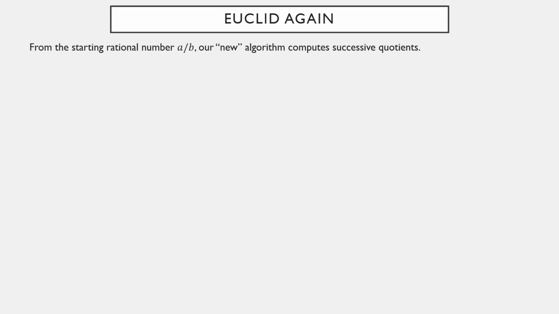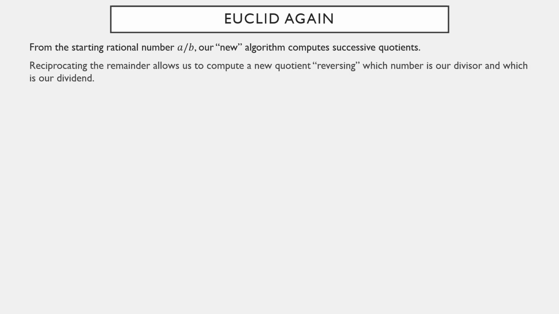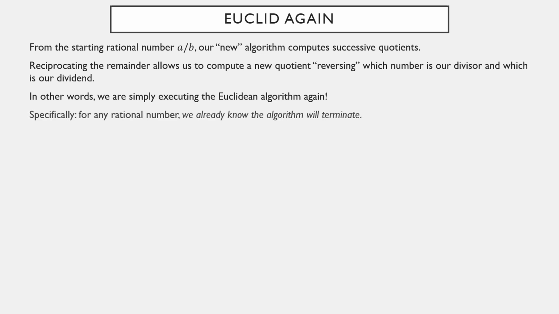So for a starting rational number a over b, this "new" algorithm is really just computing successive quotients. Reciprocating the remainder allows us to compute a new quotient, reversing which number is on top versus on bottom. In other words, we're just executing the Euclidean algorithm again, computing quotients and then swapping the place of the two numbers. Specifically, for any rational number, this algorithm will terminate.